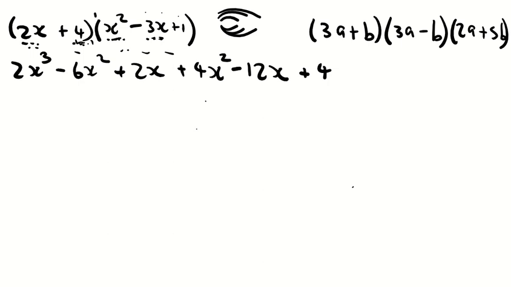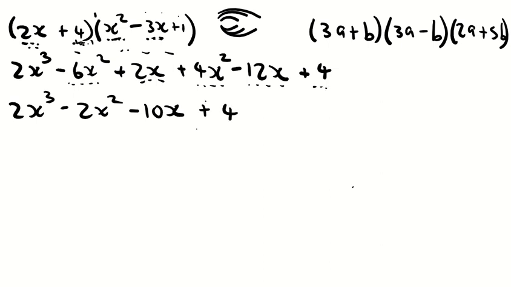Now we're going to add like terms to further simplify this. We can already see that negative 6x squared and 4x squared are like terms. So let me just drop this 2x cubed here. When you add negative 6x squared and 4x squared, we're going to get negative 2x squared. And then 2x and negative 12x are also like terms. So 2x minus 12x is equal to negative 10x. And then we're going to drop that positive 4 there. So that's the answer we're going to have.